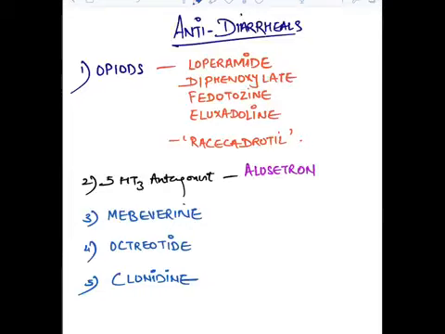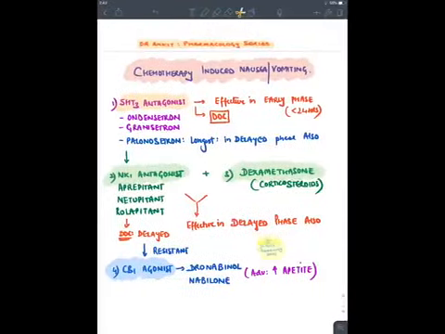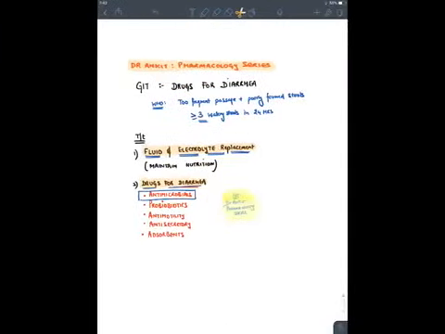We have 5-HT3 antagonist alosetron given in irritable bowel syndrome, mebeverine which is a dopamine depleter, octreotide given in secretory diarrheas, and clonidine which is given in diabetic diarrheas and irritable bowel syndrome.